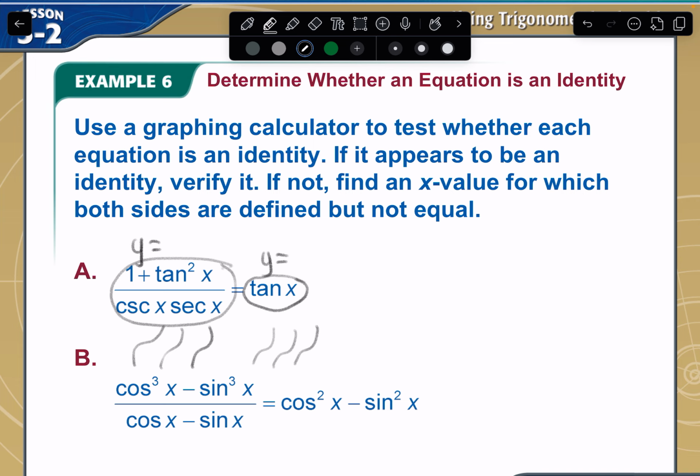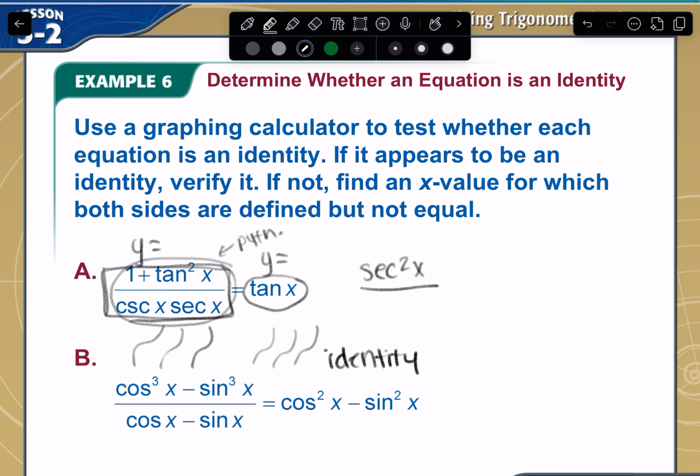So that graph should look familiar to you. It's a tangent graph. We've looked at that. Because they are the same thing, I have to actually now prove that they are an identity by actually working it out. So I'm going to take this side and prove that this side is equal to tangent x. For the top part of my problem, the 1 plus tangent squared x screams Pythagorean theorem identity. So 1 plus tangent squared x is equal to secant squared x.